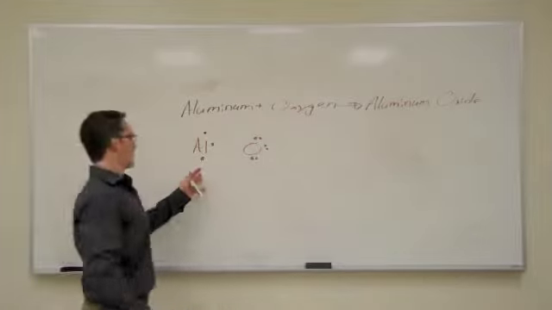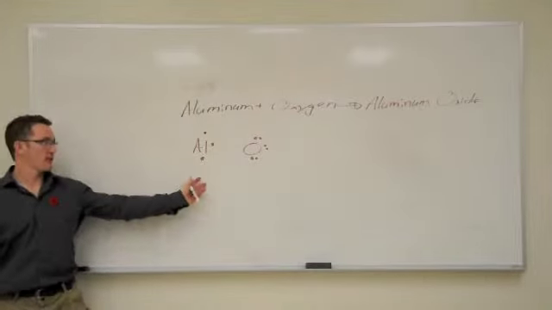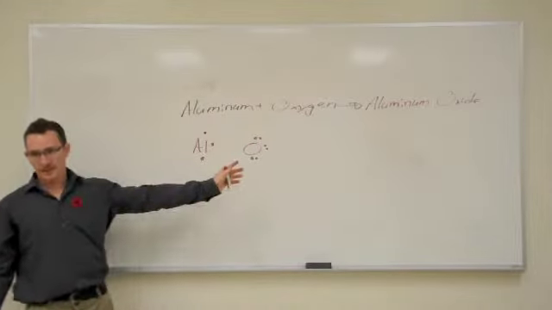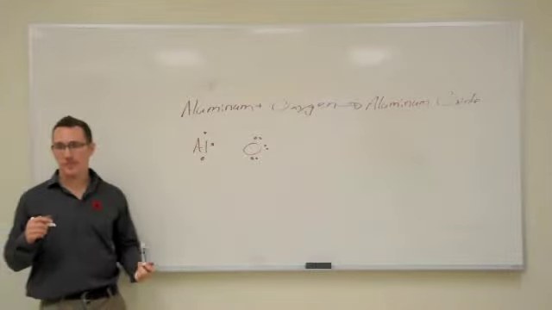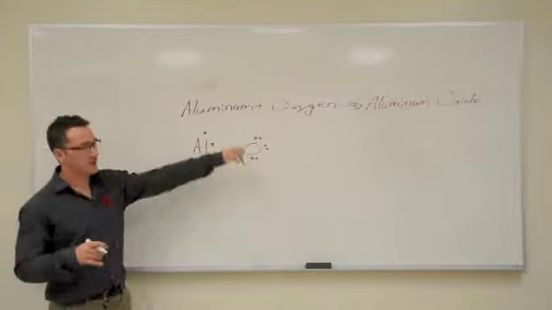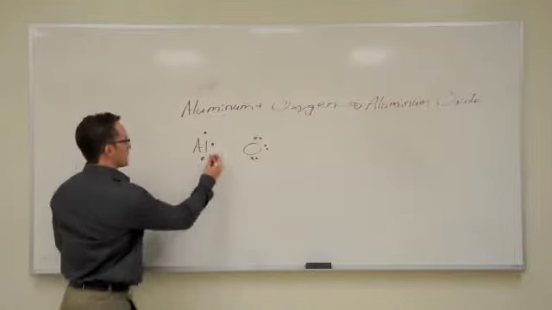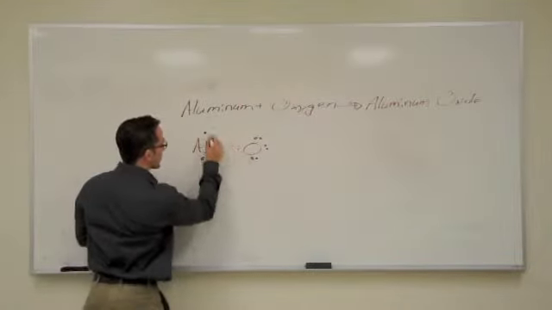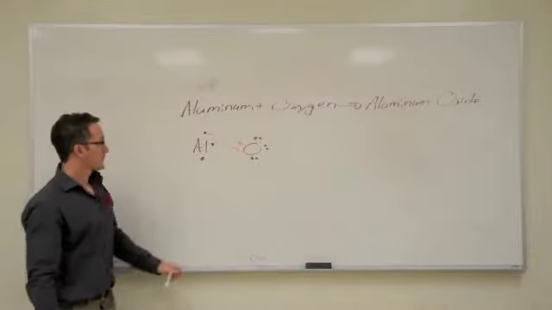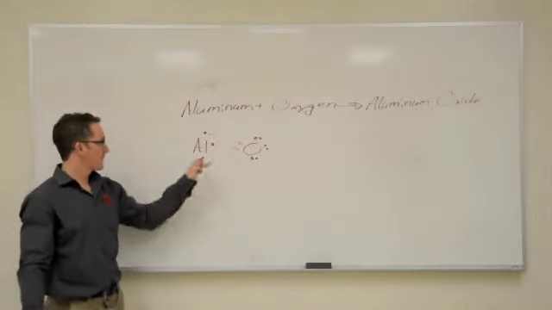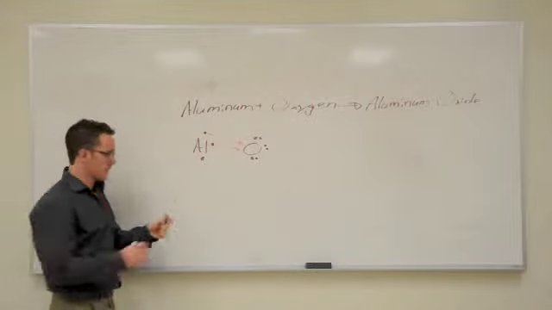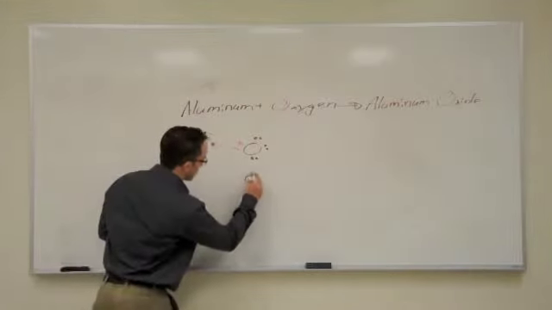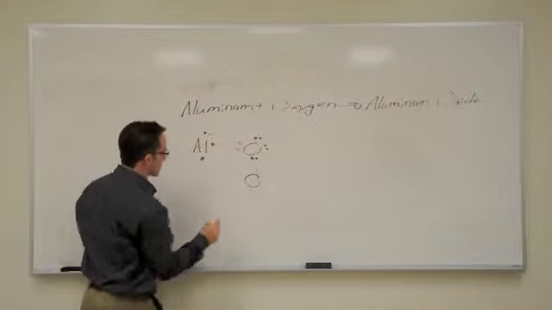Aluminum has how many electrons in the outer shell again? 3, and oxygen has 6. Remember, an ionic bond is a complete transfer of electrons. So let's transfer 1, 2. This oxygen now has 8, it's happy, but we've got a problem: aluminum still has 1 in its outer shell. So let's add another oxygen. 1, 2, 3, 4, 5, 6.